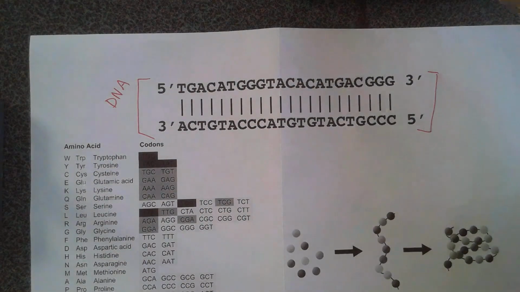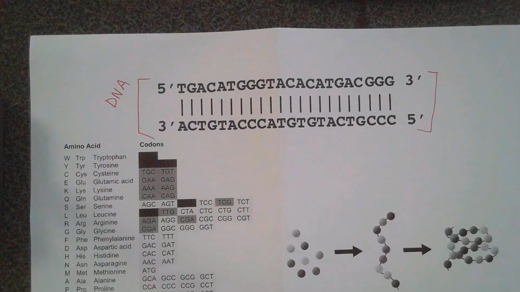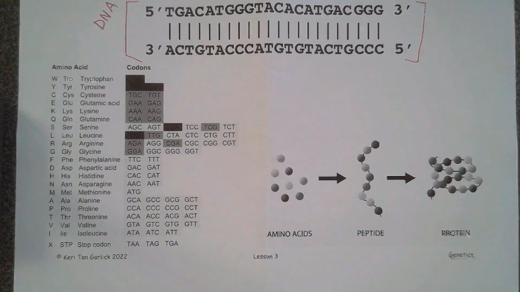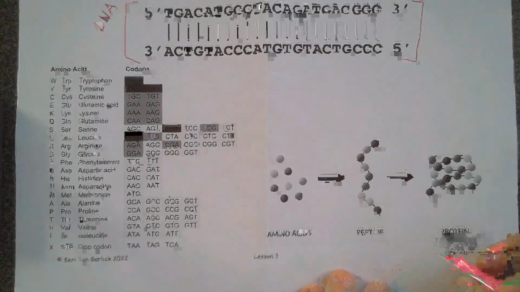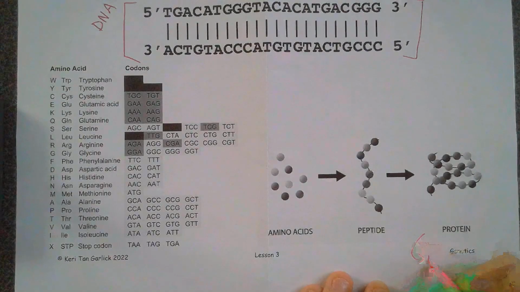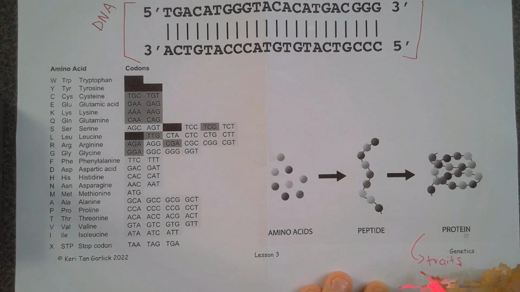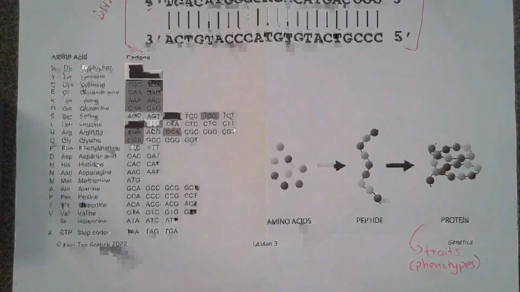All right, so I want to go to the end of the story first, and then I'll walk us back from the beginning, because I want you to see the big picture final story. Our traits are all the results of something called proteins. These proteins are what's causing the traits that we see. Sometimes we call traits phenotypes, and the way I think about that is physical traits.